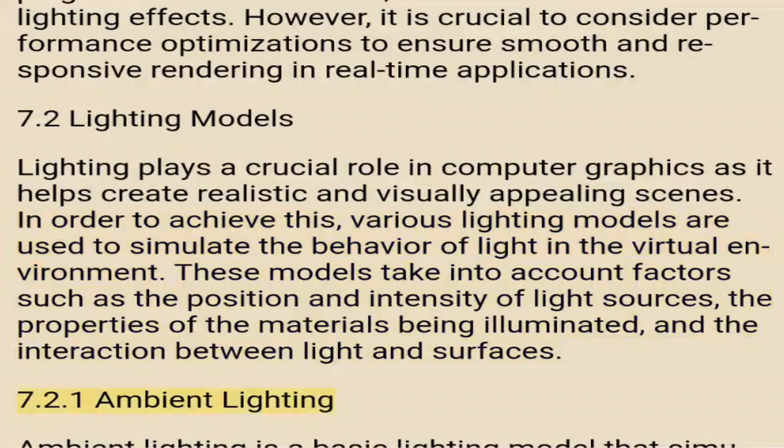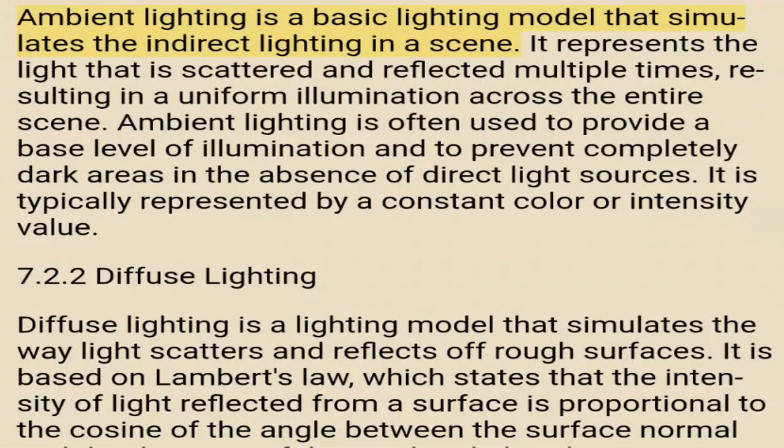7.2.1 Ambient lighting. Ambient lighting is a basic lighting model that simulates the indirect lighting in a scene. It represents the light that is scattered and reflected multiple times, resulting in a uniform illumination across the entire scene. Ambient lighting is often used to provide a base level of illumination and to prevent completely dark areas in the absence of direct light sources. It is typically represented by a constant color or intensity value.